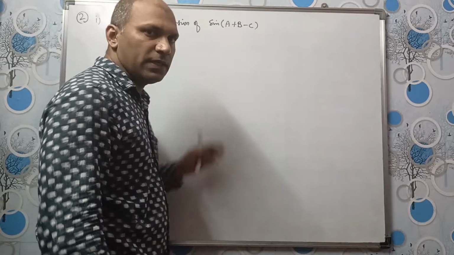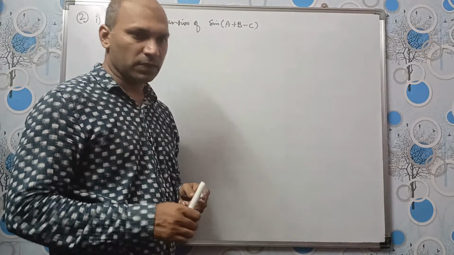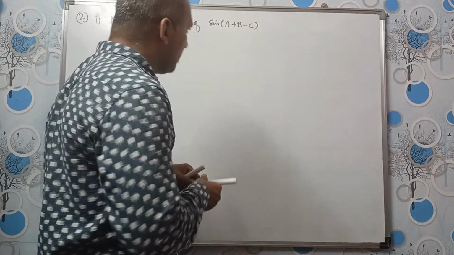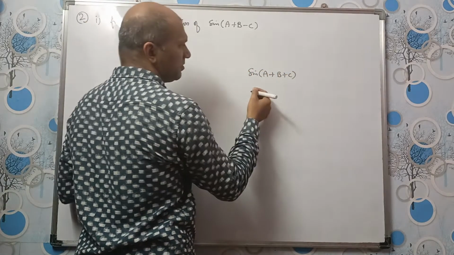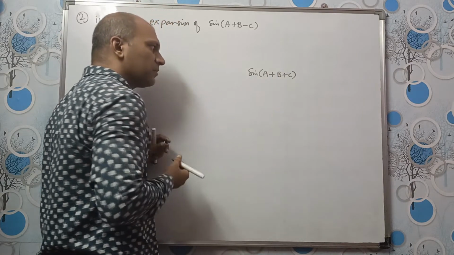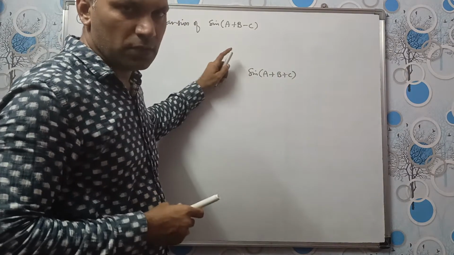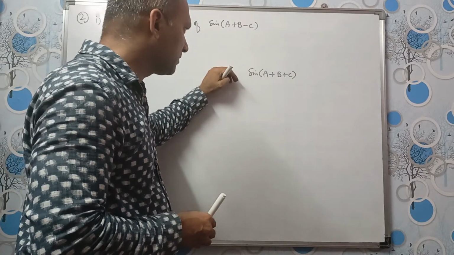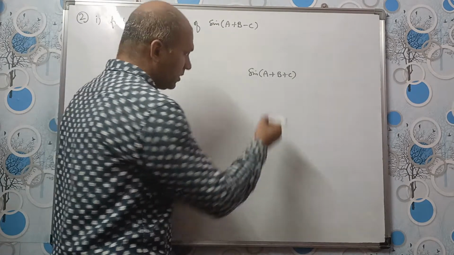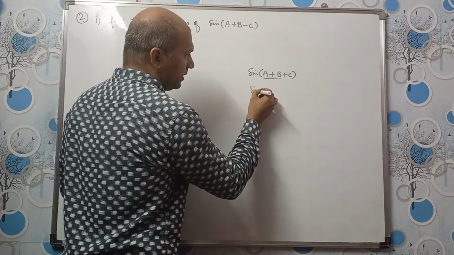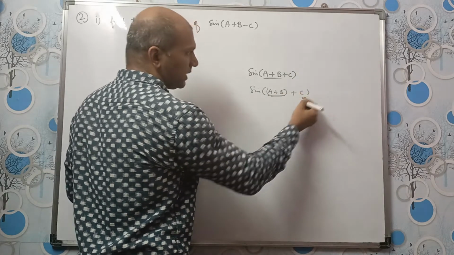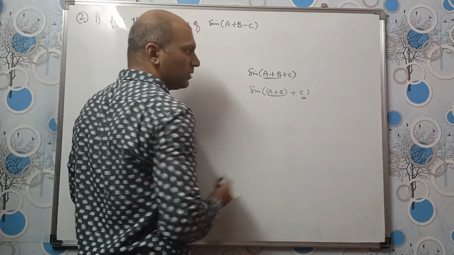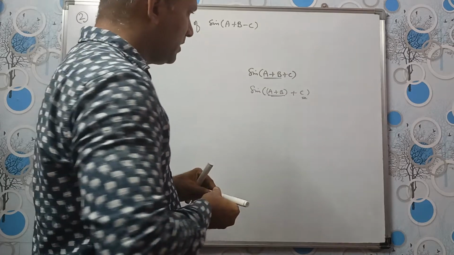Okay. Let us find this. Find the expansion of sine a plus b minus c. Now, see, you have a formula for the expansion of sine a plus b plus c, and students will memorize that formula. No need of memorizing it. What you can do is take sine a plus b as one angle, plus c as one angle, and you can apply the sine a plus b formula.